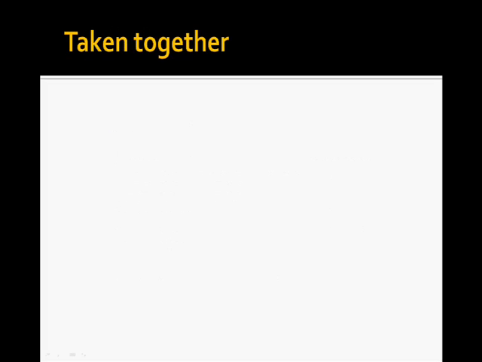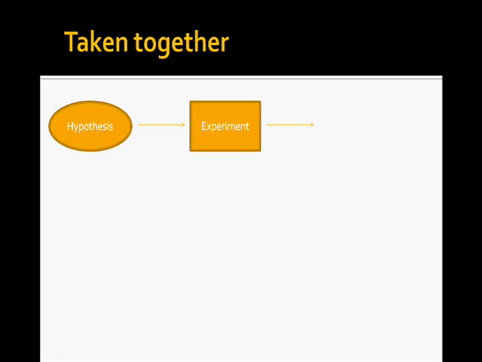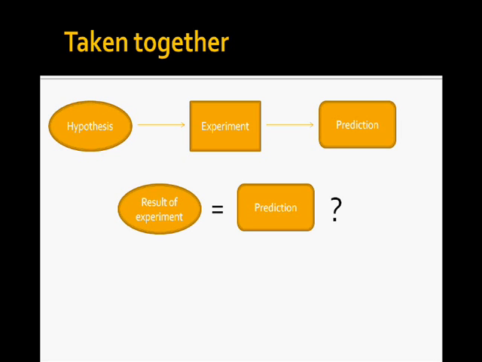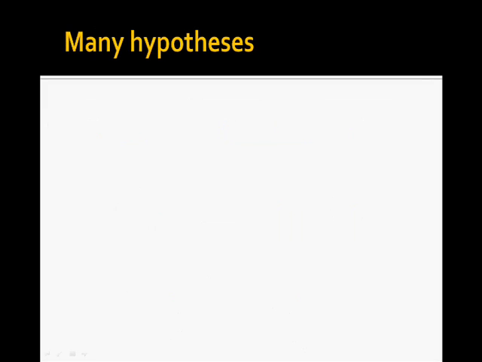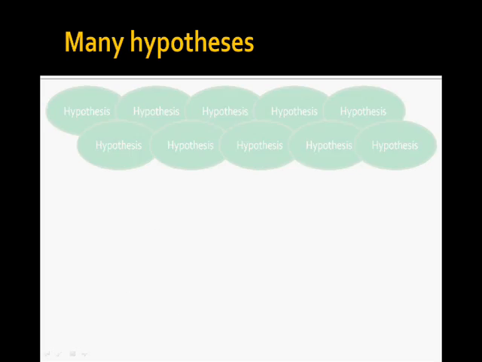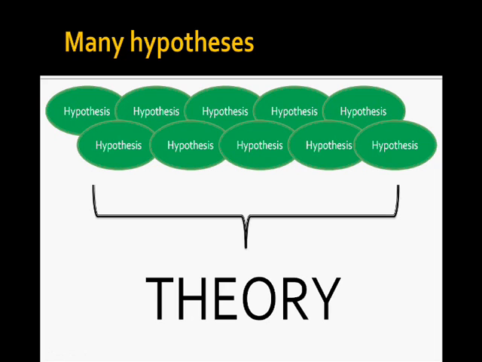So taken together, the whole process is have your hypothesis, generate an experiment, and come up with a prediction. And if your prediction matches the result of your experiment, then you've got reason to accept your hypothesis. If it doesn't, then you've got reason to reject it. And once you've got many hypotheses, they all come together and you explain them with a theory. So a theory is something that explains hypotheses.